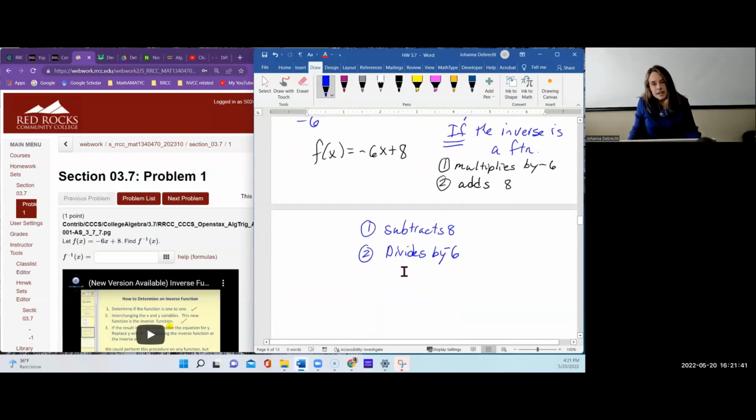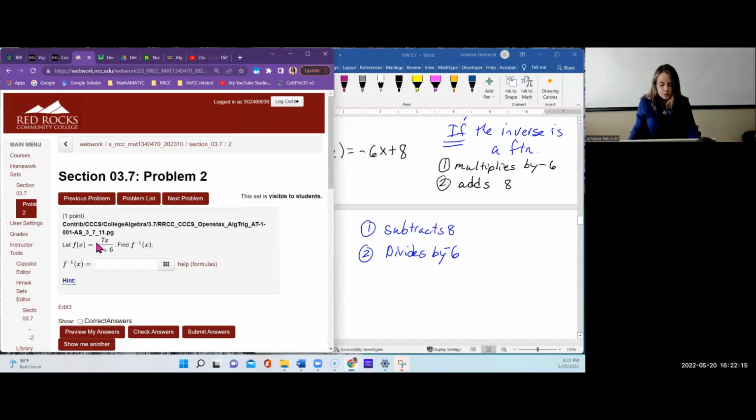Does everybody understand now why these are inverses of one another? Do you see how they undo each other's process? I could have started with the inverse and said it subtracts 8, then divides by -6. How do you undo that? Go in the reverse order and undo each step. Multiply by -6 and then add 8. That undoes what the inverse function does. Let's move on to the next equation.